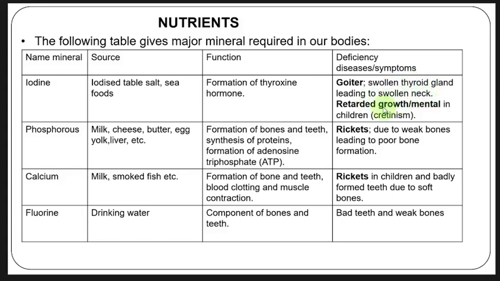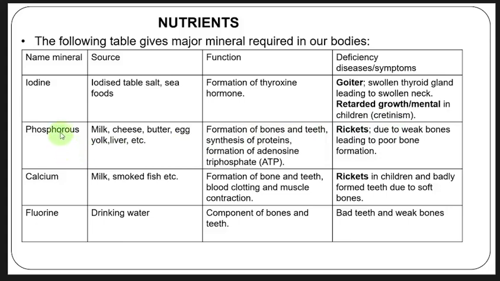All right, so if a person is suffering from goiter, then you will see a swollen neck. And what makes the neck look swollen is that the thyroid gland, which is found in the neck, gets swollen because the body lacks iodine. All right, so also in children, it causes retarded growth or mental development. So lack of iodine in children causes retarded growth or retarded mental development, and this is called cretinism. All right, so let's move to phosphorus.